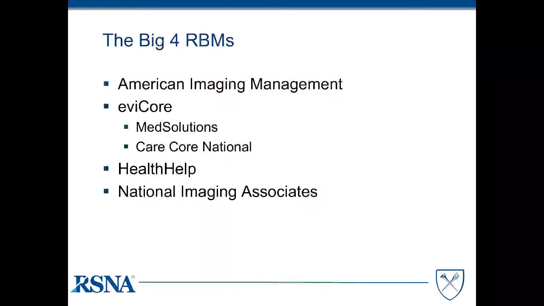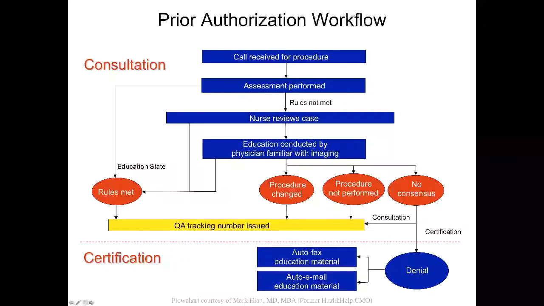interests of patients. You see listed here alphabetically the four big companies in this space: American Imaging Management, EviCore, which is the recent merger of Med Solutions and CareCore National, Health Help, and National Imaging Associates. This flowchart, which was provided to me generously by Dr. Mark Hyatt, the former Chief Medical Officer of Health Help, outlines the pre-authorization process that applies in some form or another at these various companies. First, it is important to note that these policies typically don't apply in the inpatient or emergency department setting or for radiography. Most of the time, it's just for elective advanced imaging, such as CT or MRI or PET.